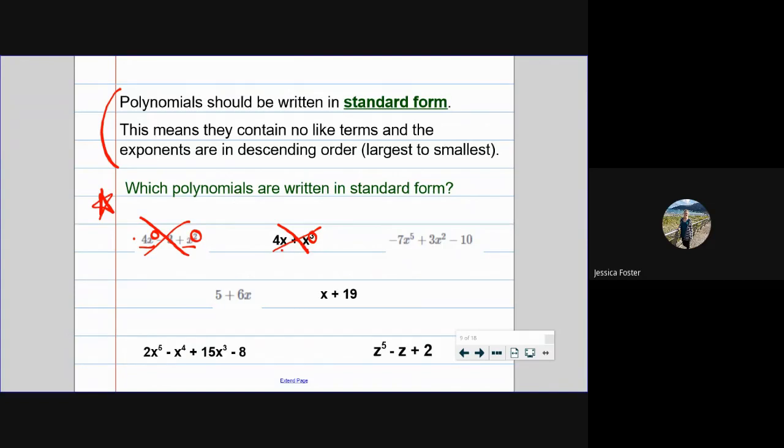Third one here. So we go from negative 7x to the fifth. Then we go to the second, and we have a constant here, which means if we did have a variable, it'd be raised to the 0th power. So this is actually a really good example of something written in standard form because it goes in descending order. Pause the video and see if you can identify the other expressions written in standard form.